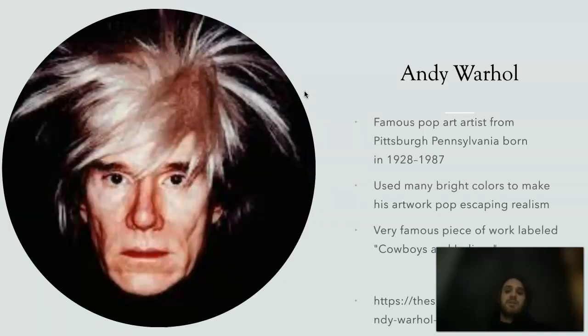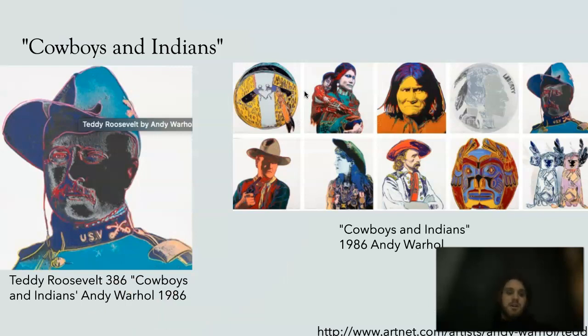Andy Warhol was a famous pop artist from Pittsburgh, Pennsylvania, born in 1928 to 1987 when he passed. He used many bright colors to make his artwork pop, escaping the realism that was before him. And one of his very famous pieces of work was labeled Cowboys and Indians. As you can see to the left, Teddy Roosevelt 386 Cowboys and Indians by Andy Warhol was created in 1986, and it shows a picture of Teddy Roosevelt, but much different than the original picture.